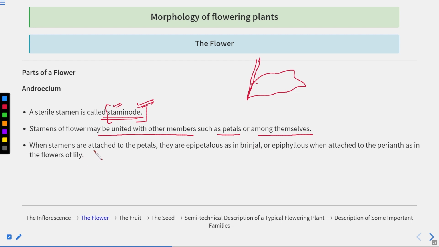When the stamens are attached to the petals, they are called epipetalous, as we can see in the case of brinjal. It is called epiphyllous when attached to the perianth. We have already talked about the perianth that we have seen in the case of lily. Sepals and petals get united and are called the perianth. When the stamens get attached to this perianth, it is called the epiphyllous condition. Epiphyllous and epipetalous, you must remember.